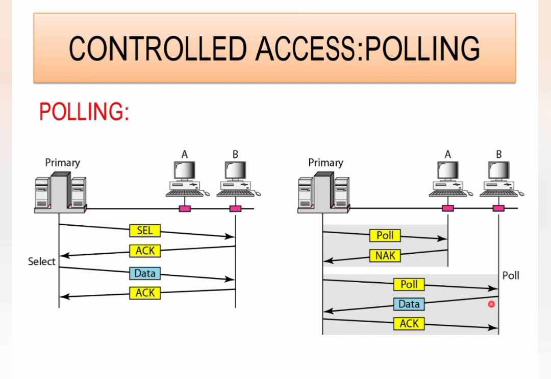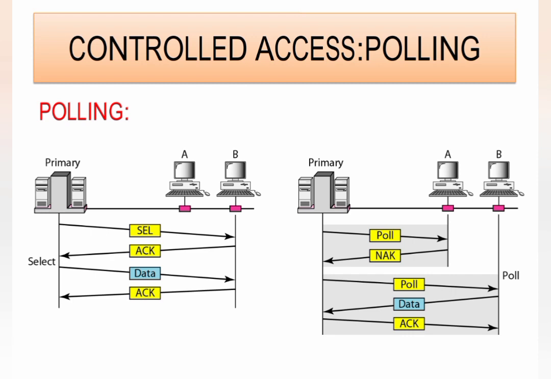So station B is ready to transmit the data. It will send the data and the primary station will send the acknowledgement that the data is received. So this is how the transmission of data from B to the primary station is done.